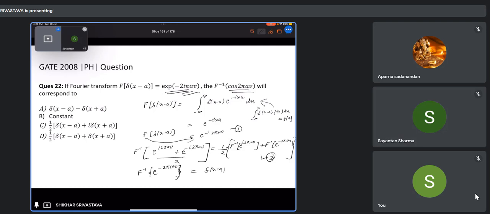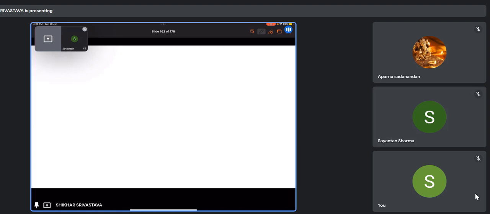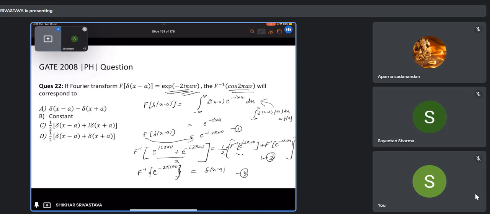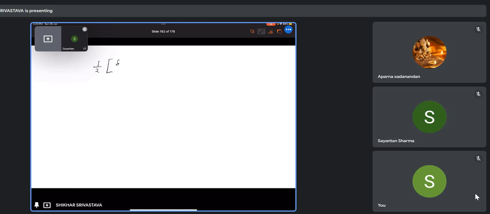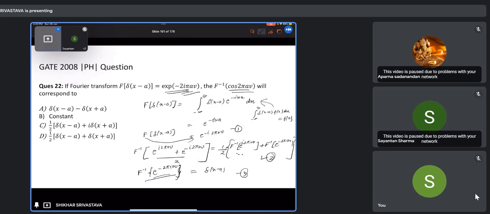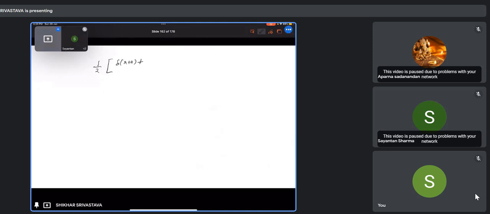Just taking this side. So similarly now we'll use this equation 3 back in 2. So we know that the inverse of exponential minus 2 pi i a nu is nothing but delta. So we just use these two equations, and then we will get a half sign will come, and here it is minus, so it will be del of x plus a, plus the Fourier inverse of exponential. This is nothing but del of x minus a.